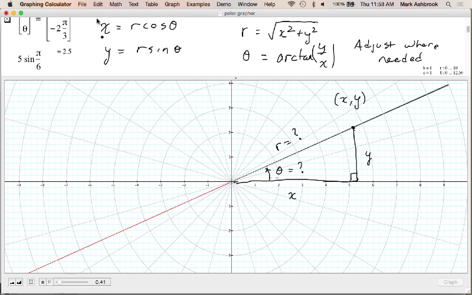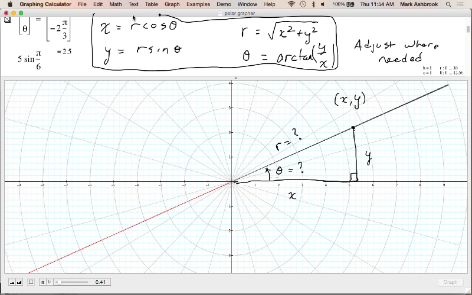Again, these are key relationships that are true for every point in the plane, and for every problem you're going to do where you're transferring between polar and rectangular coordinates. Okay, so let's practice a little bit, some finding points and things. Questions on this so far?